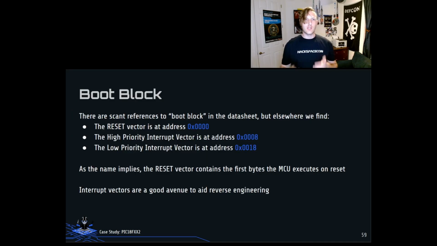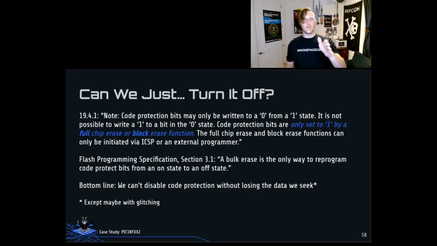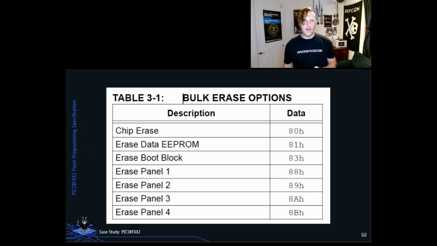So we saw over here that it mentions a full chip erase or block erase function. And if we pull out a separate data sheet, there is a programming specification guide. And it mentions that you can do a full chip erase, or you can just erase the data EEPROM, or you could individually erase the boot block or panels 1 through 4. And we assume panels 1 through 4 are the same thing as blocks 0 through 3, because technical writing is hard. It's hard enough to get things correct within one document, let alone across multiple documents for the same chip.